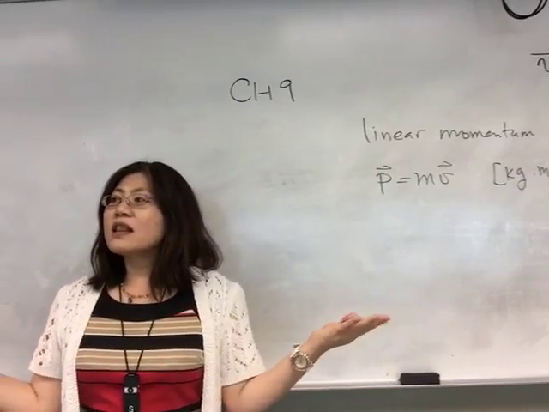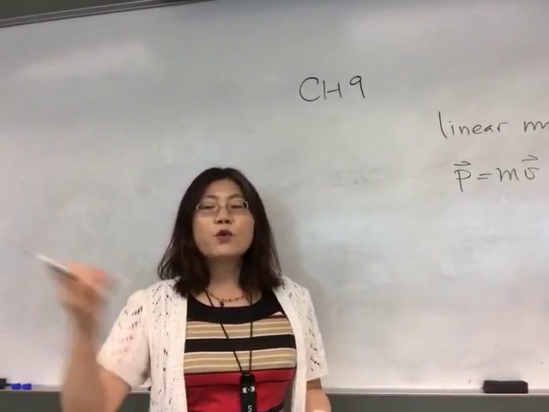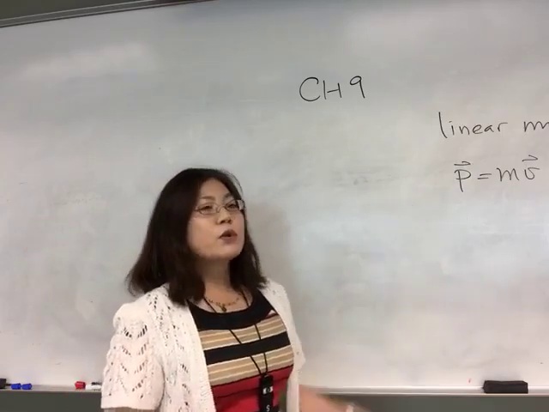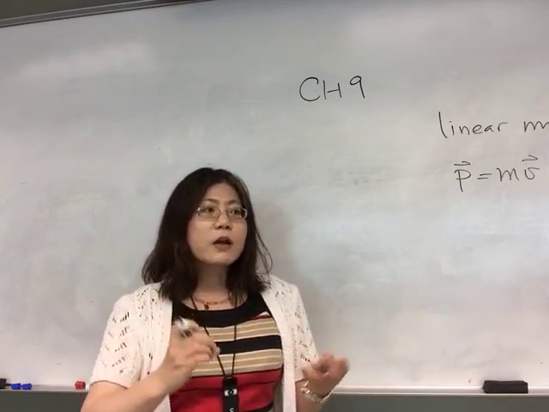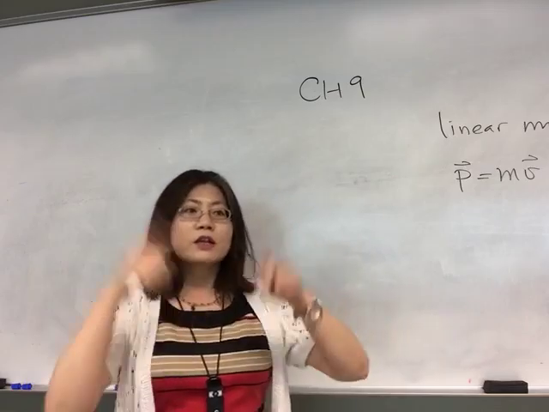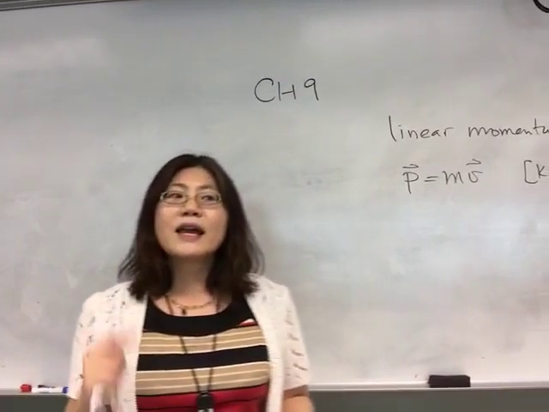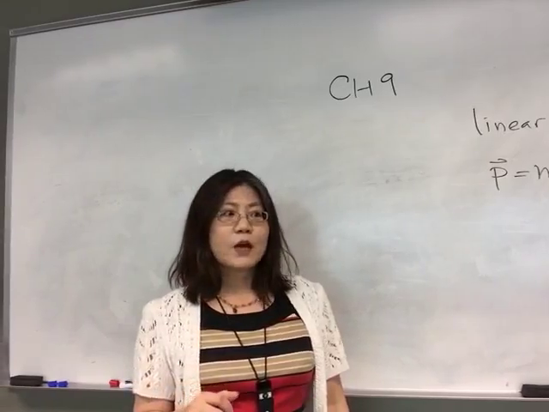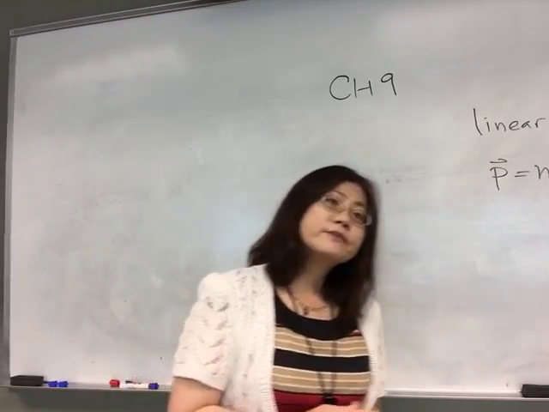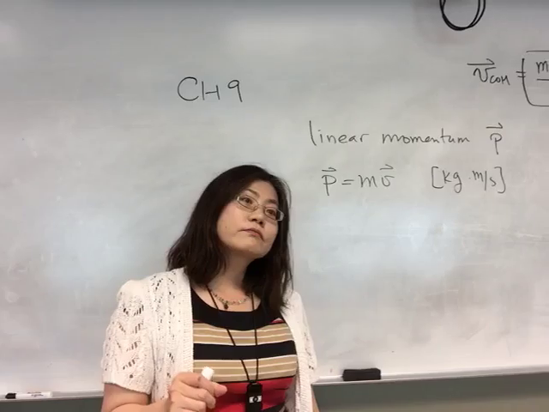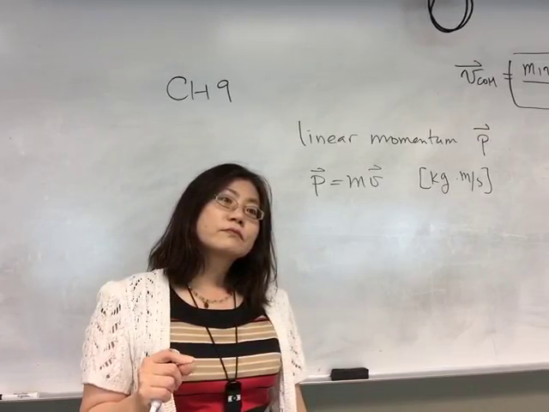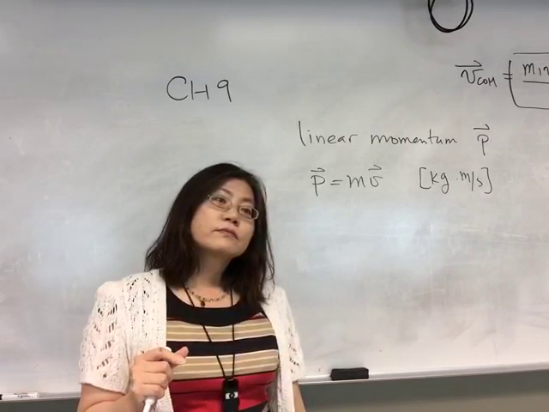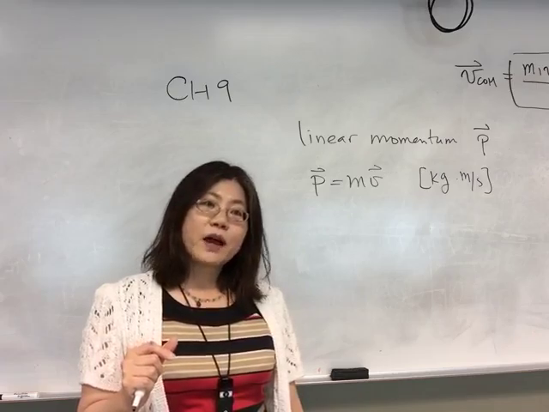Now, say you have a collection of particles, each particle moving in its own direction. If you're dealing with two dimensions, a particle can move in this direction, that direction, in all directions. So how do you calculate the linear momentum of that system? Yes? The velocity of the center of mass, right?